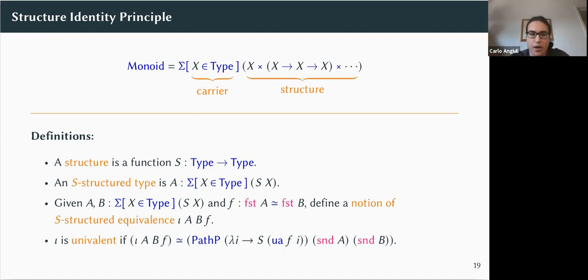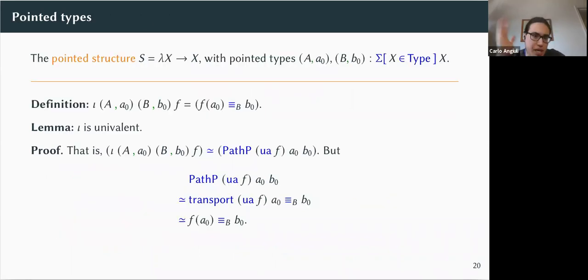And you can define this however you want, but we'll say that one of these notions, iota, is univalent if it has this kind of funny looking property that iota holding is equivalent to some path over. And I'll explain where that path over is coming from in just a moment. But let me give you an example first.